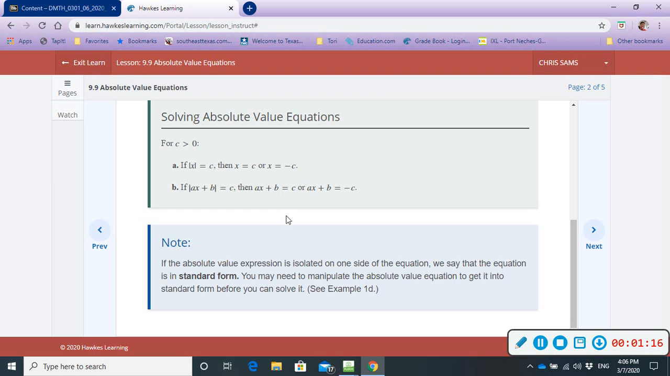Before you can solve an equation, you need to change it to standard form. That means we're going to get the absolute value expression isolated on one side of the equation by itself. So as long as the absolute value is by itself, kind of like this is, and then it's set equal to the number, if that number is positive, then we will solve it, setting it equal to the positive and the negative. Because even if it was negative, absolute value would turn it positive. So you got two possible answers.